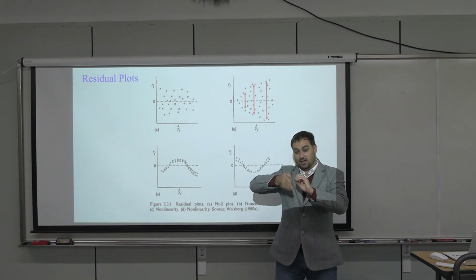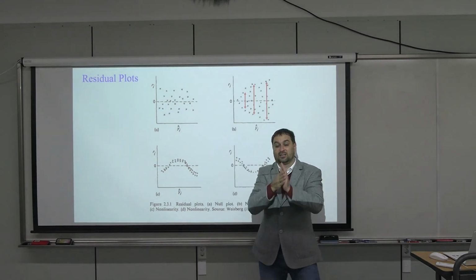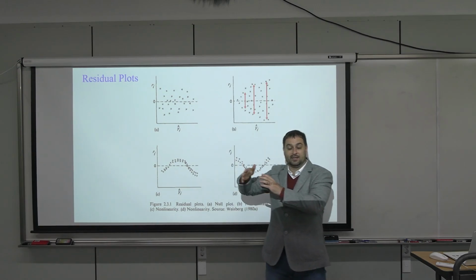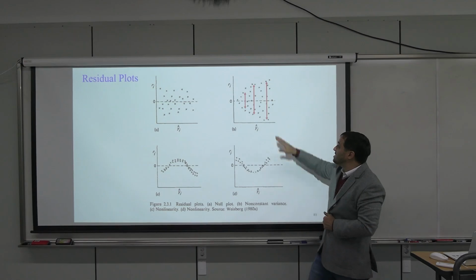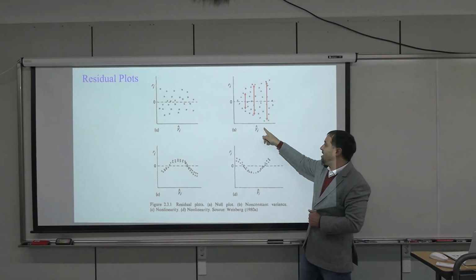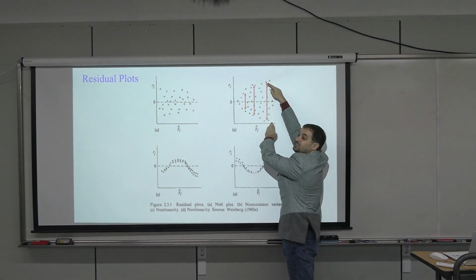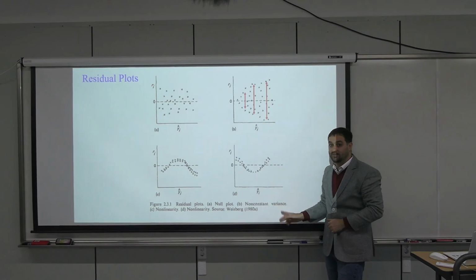So if you have some noise and then you put a signal with a noise and then you amplify it, the noise will also get amplified. And so this plot is showing that just as you increase the value of y, the scatter in the noise is also increasing. So that's an indication of non-constant variance.